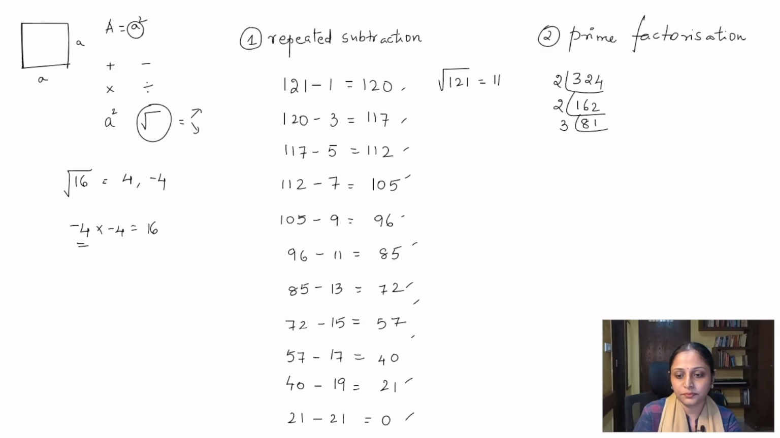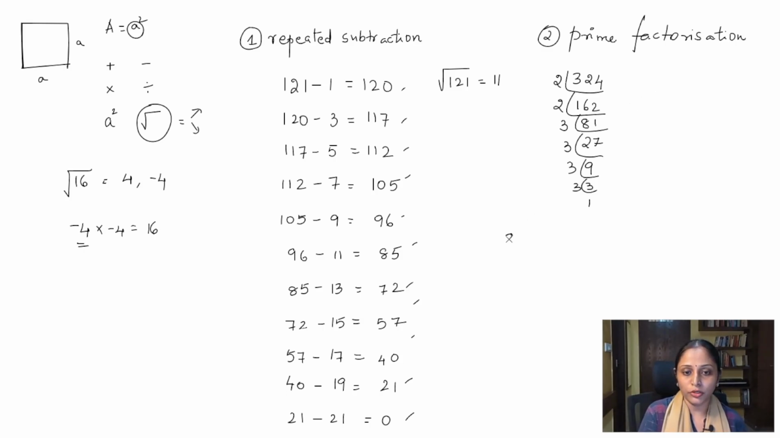3 twos are 6, and then 3 sevens are 21. Again, I'm going to take 3. 3 nines are 27, and then 3 threes. Okay, that's it. This is the method in which I'm going to prime factorize the given number, right?